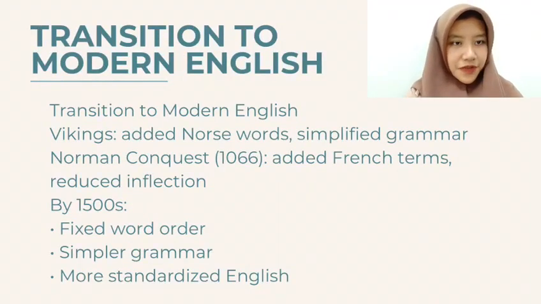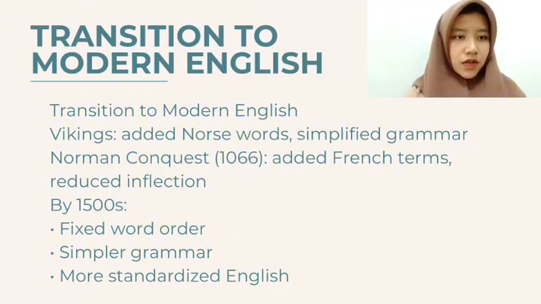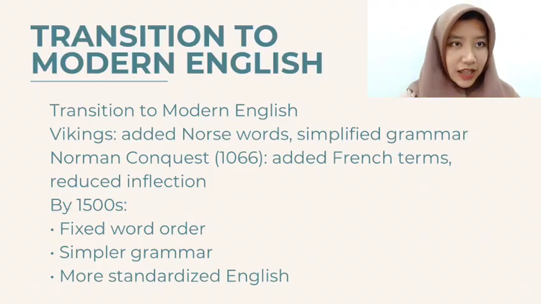The next is the shift to modern English. English changed drastically after several historical events. Viking invasions brought Old Norse elements and simplified grammar. The Norman conquest introduced French vocabulary and further reduced inflections. By the 16th century, English had become a more fixed and standardized language.